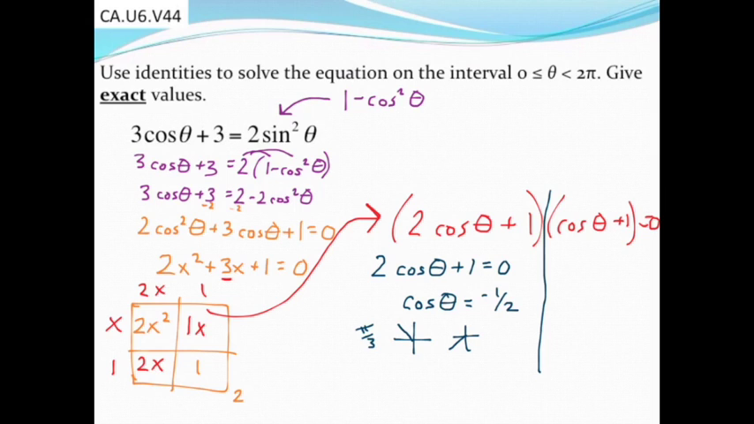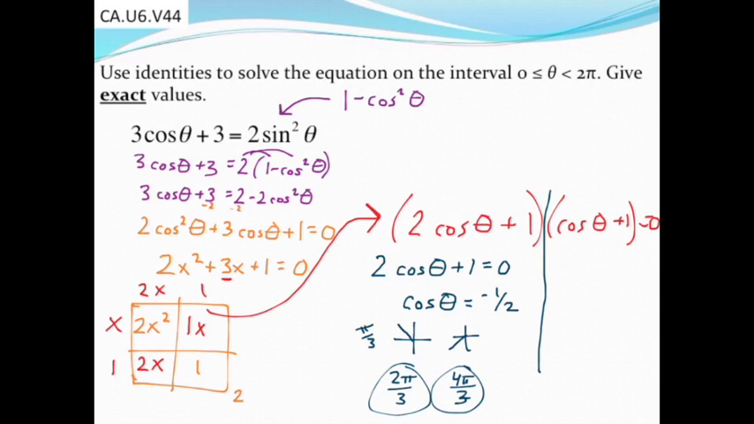However you then want to find those 2 angles, this angle comes out to be 2 pi over 3 as one of our solutions. This angle comes out to be 4 pi over 3. So we got 2 solutions from this half of the equation. Let's see what the other half gets us.